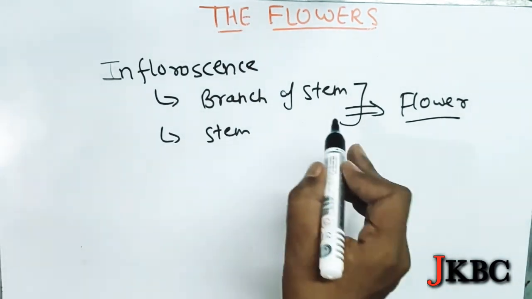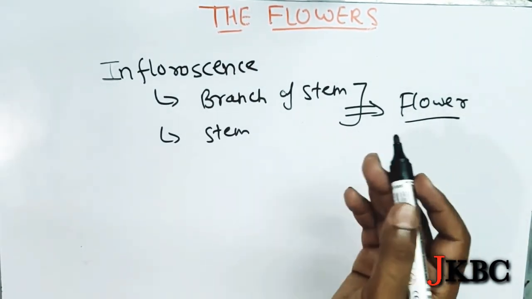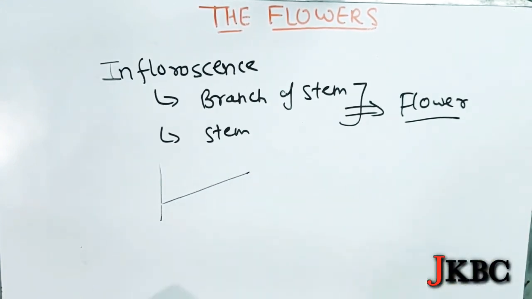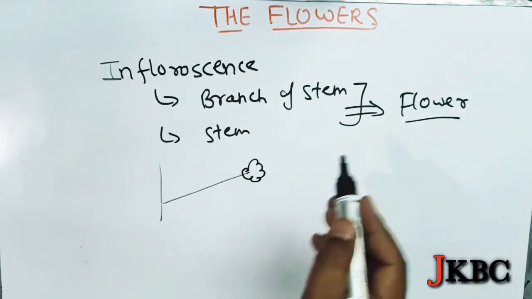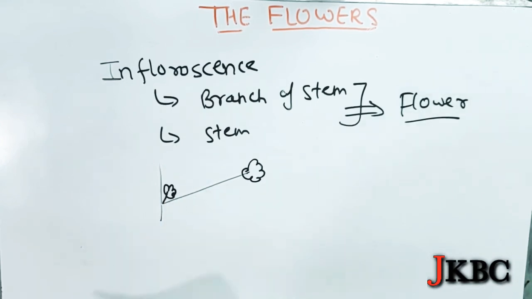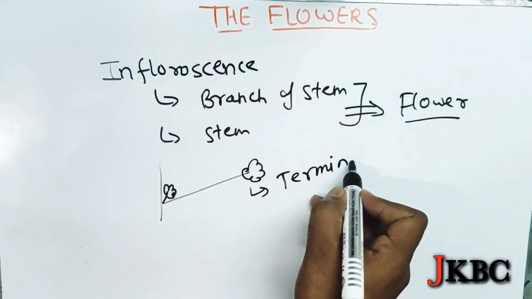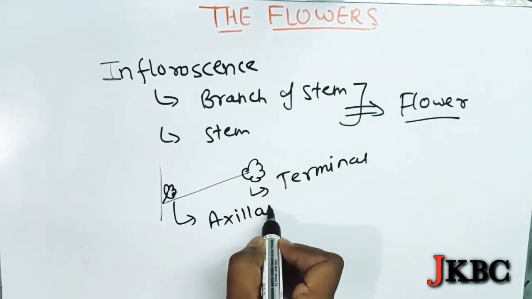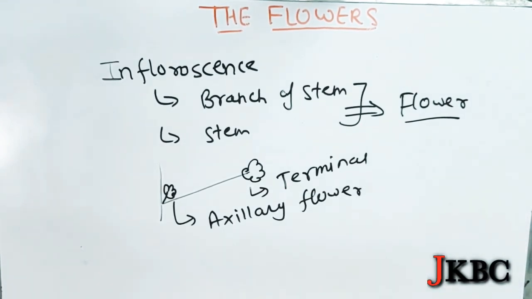That means it will be terminal in nature, or axillary in nature. The flower will grow in the terminal part, where a branch develops here, or the flower is also developed in the axillary region like this. This is the terminal flower, and this is the axillary flower. Both flowers develop at different locations.